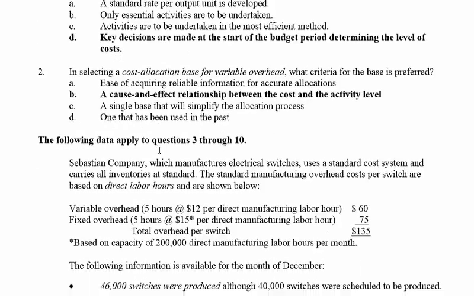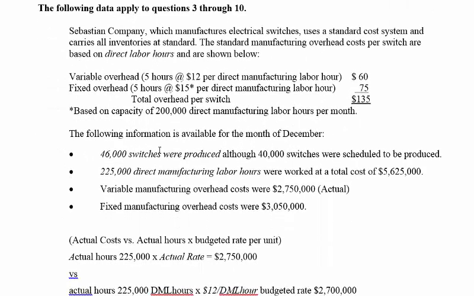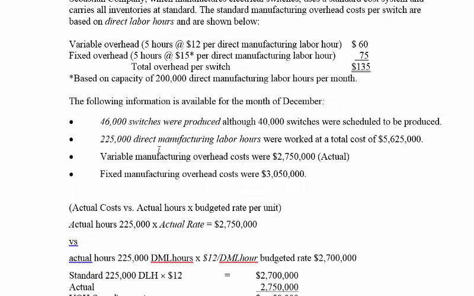Alright, for questions 3 through 10, it's a little involved. If you want to, take a moment, pause the video and read through the scenario that is listed here down up to these bullet points right here. I will go ahead and read it quickly though for those who may be listening to this while they're doing something else. So Sebastian Company, which manufactures electrical switches, uses a standard cost system and carries all inventories at standard.